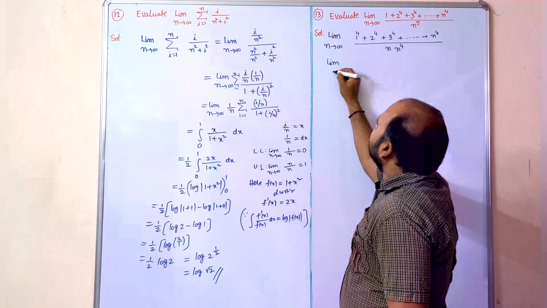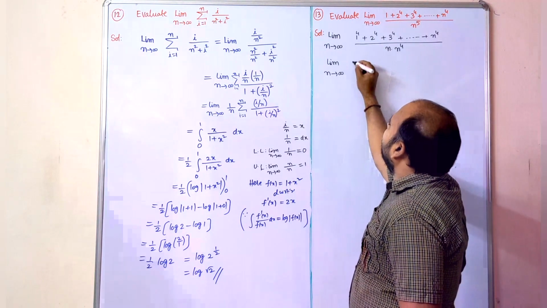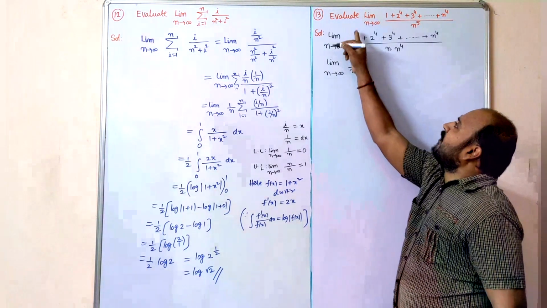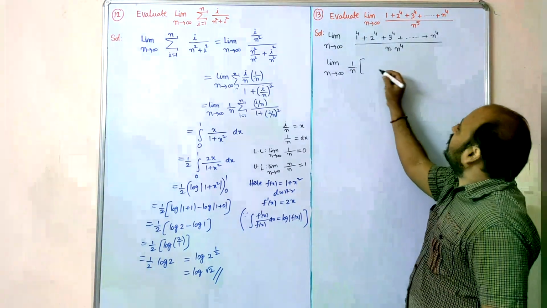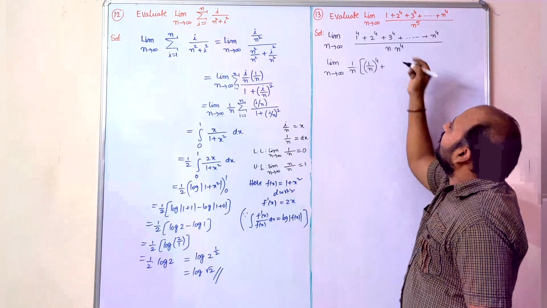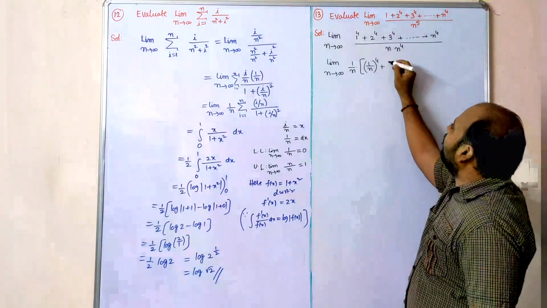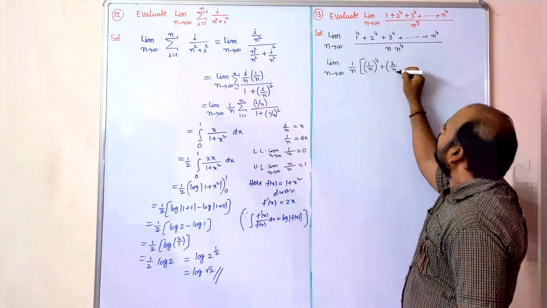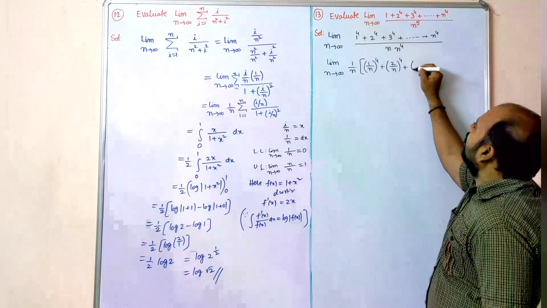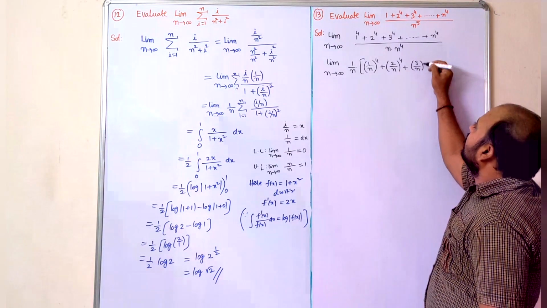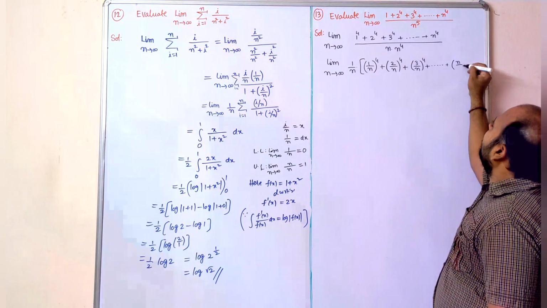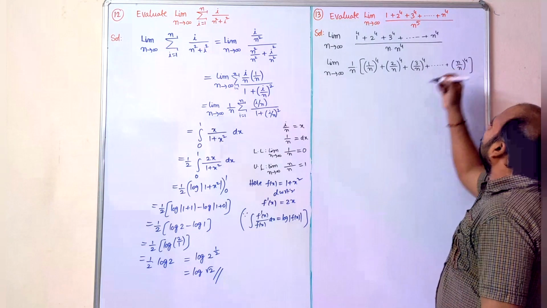Limit n tends to infinity, 1 by n. The rest of the terms, 1 power 4 by n power 4. So 1 by n whole power 4 plus 2 power 4 by n power 4. That means 2 by n whole power 4 plus 3 by n whole power 4 plus and so on n by n whole power 4.